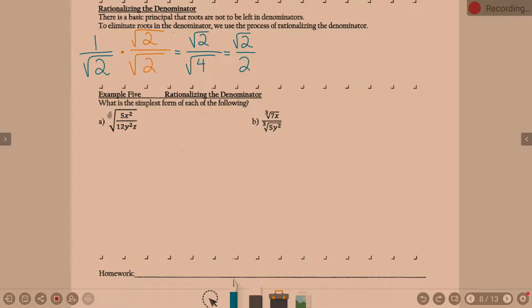The connection I'll try to get you to make is that when you multiply a square root by itself, you're always going to get whatever's under the radical. So square root of 2 times square root of 2, the shortcut, it's 2. The long way, square root of 2 times square root of 2 is square root of 4, which is 2. Okay? So that's an example of rationalizing a square root.